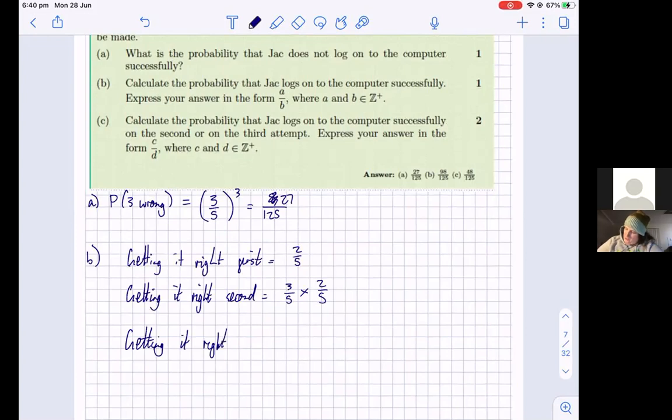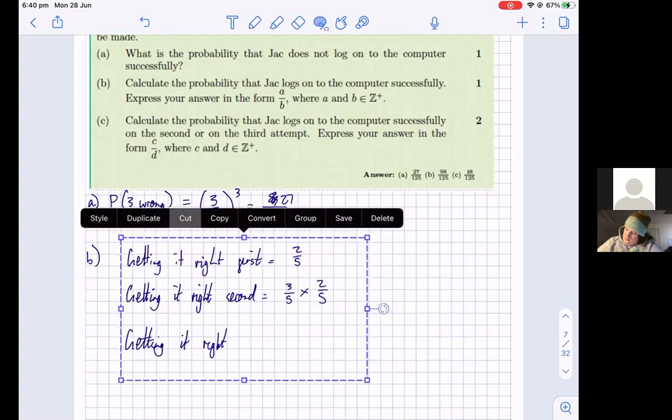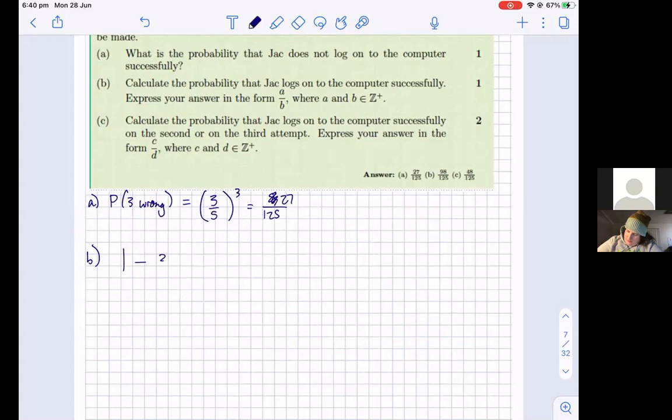This would be so much easier if I just took that as the complement. 1 minus 3 wrong. So I've got 1 minus 27 on 125, which gives us 98 over 125. A is 98, B is 125. All they wanted to do is write it as a fraction.